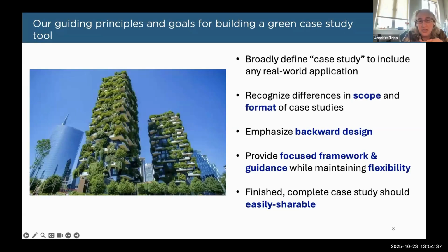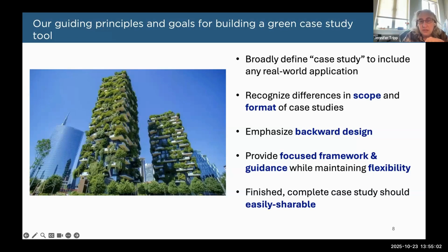We also wanted to recognize that there's differences in scope and format and how people want to use these. Maybe you just want to spend 10 minutes in a class talking about something, or maybe you want a 2-week unit where you really embed the students in the chemistry of a particular topic. We wanted to emphasize backward design, really starting from what do we want the students to learn and then developing course materials to help with that.